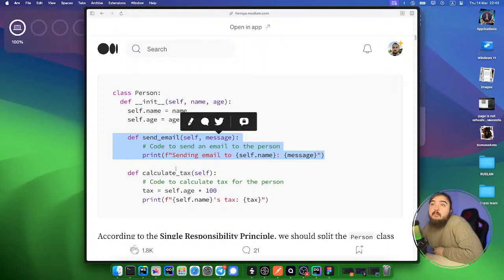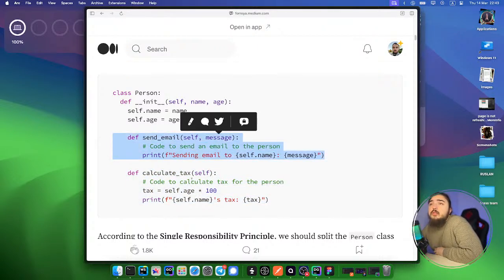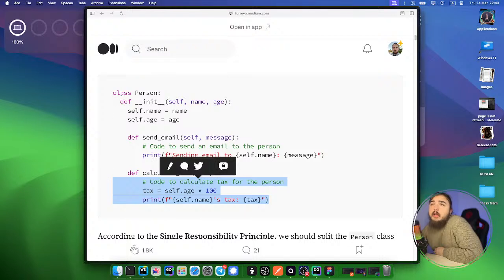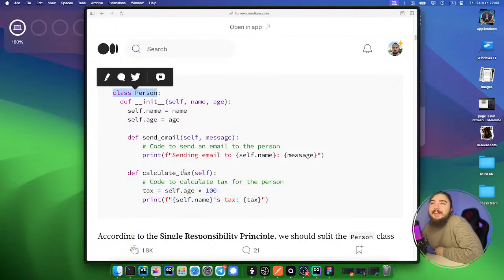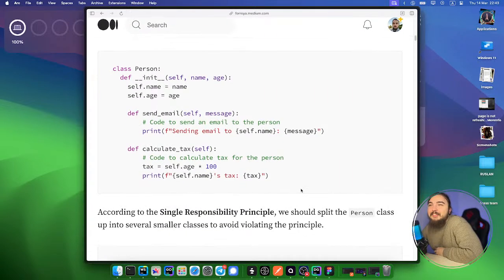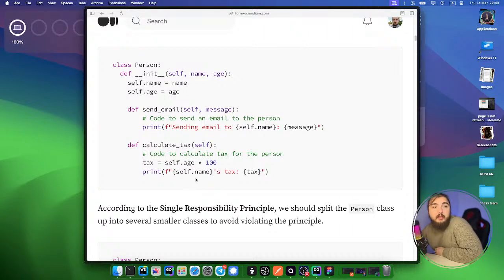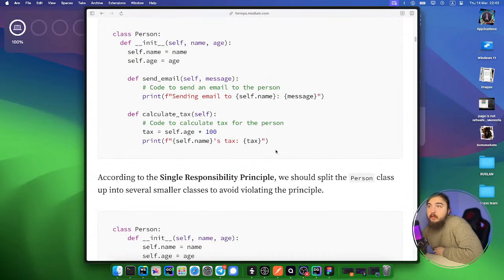Yeah, you don't need to store this information here, in your person, since it doesn't relate to person. This is a good example of single responsibility. Yeah, I can completely agree.